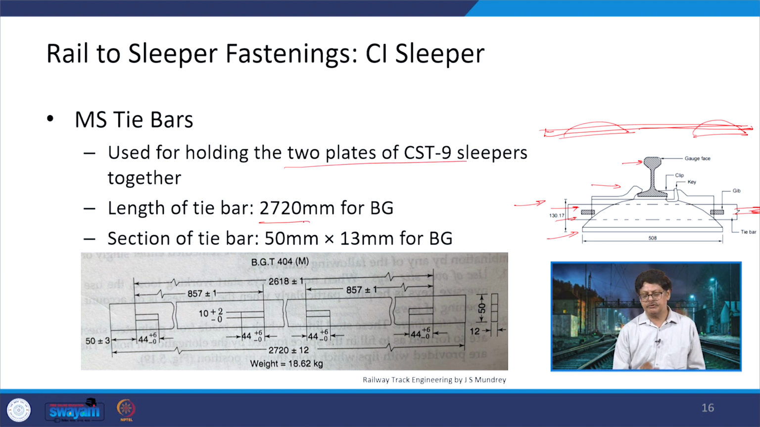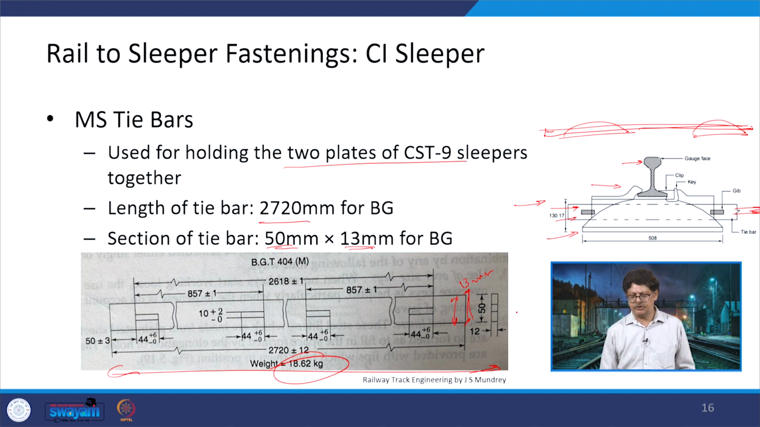Its length is 2720 mm for the broad gauge, and the section of the tie bar is 50 mm by 13 mm. So, 2720, as you can see, this is the length being shown, and then this is 50 mm, and then there is 13 mm on that side. The weight of this one MS tie bar is 18.62 kgs. Various dimensions along with the tolerances have been shown in this photograph.